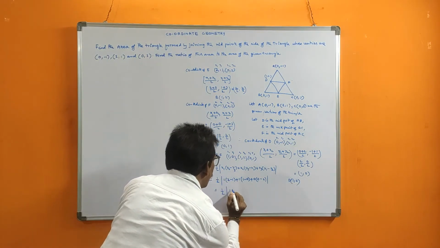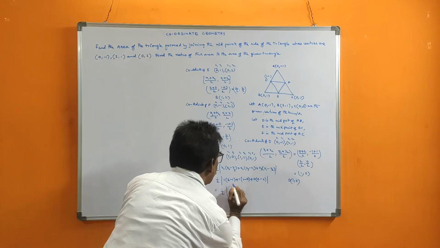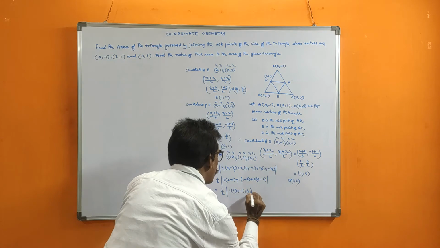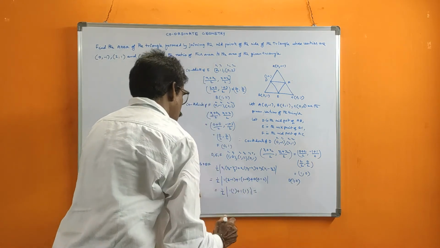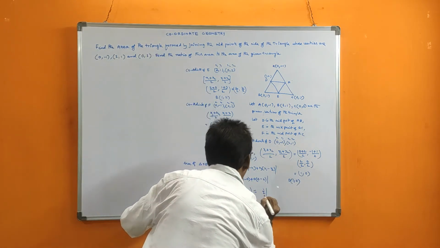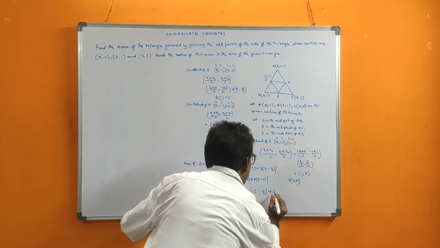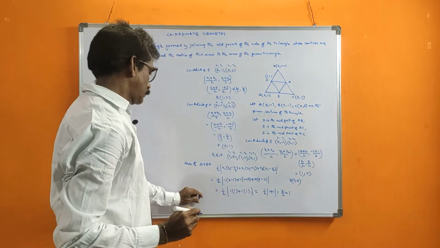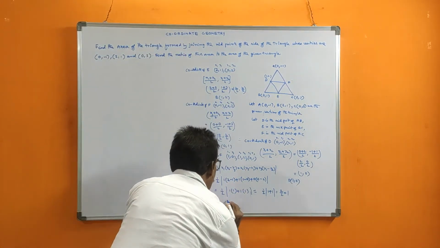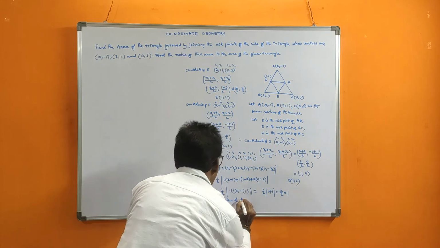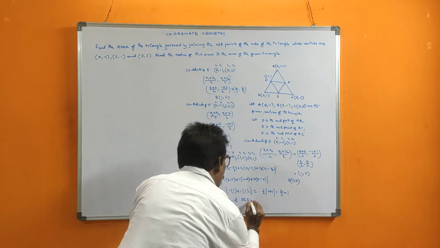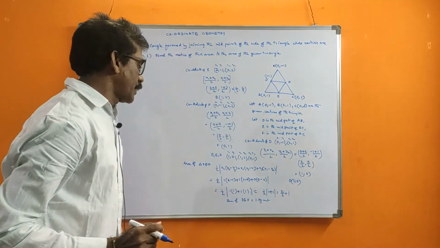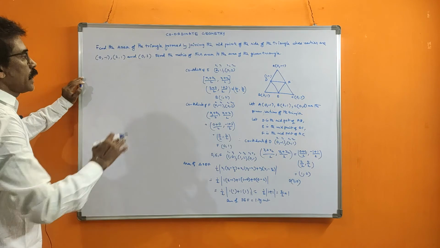Now half of mod 1, this is 1 only. 1 into 0 minus 1, 1 only. 0 into anything is 0, no need to write. Once 0 came, no need to write. Half into (1 plus 1), that is 2 by 2, that is 1. Area of DEF is equal to 1 square unit. 1 square unit came. Okay, that is the answer.